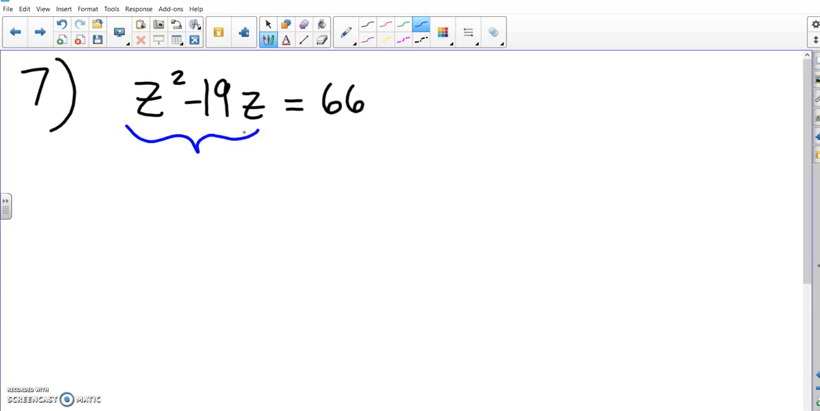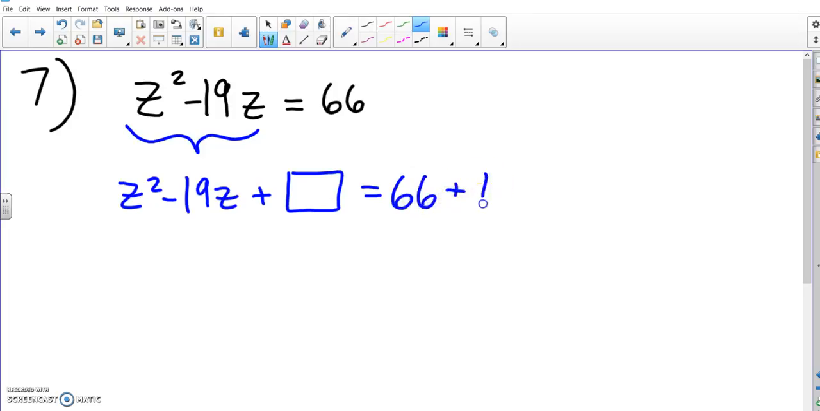as a perfect square. So remember, to do that, we're going to say z squared minus 19z plus something equals 66 plus that same something. Because remember, if you add something to one side of an equation, you have to add the same thing to the other side to keep it equal. So what is that something?